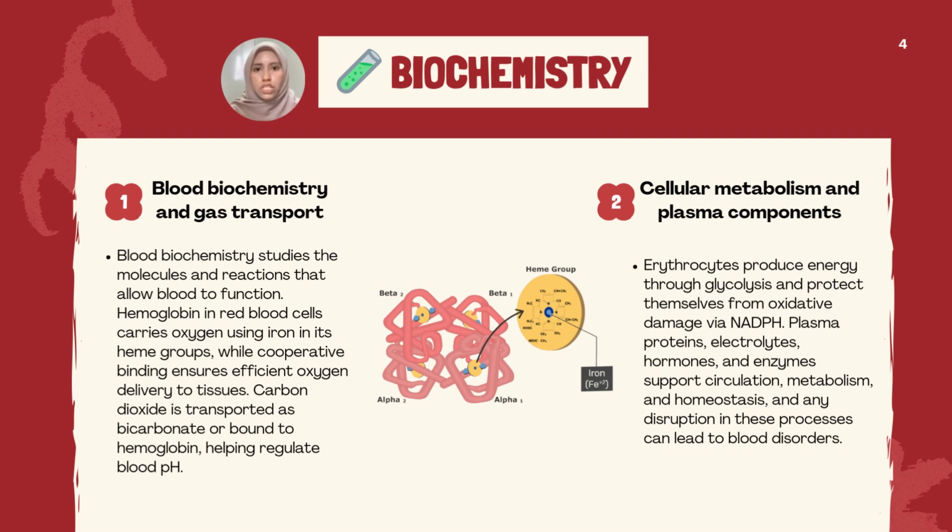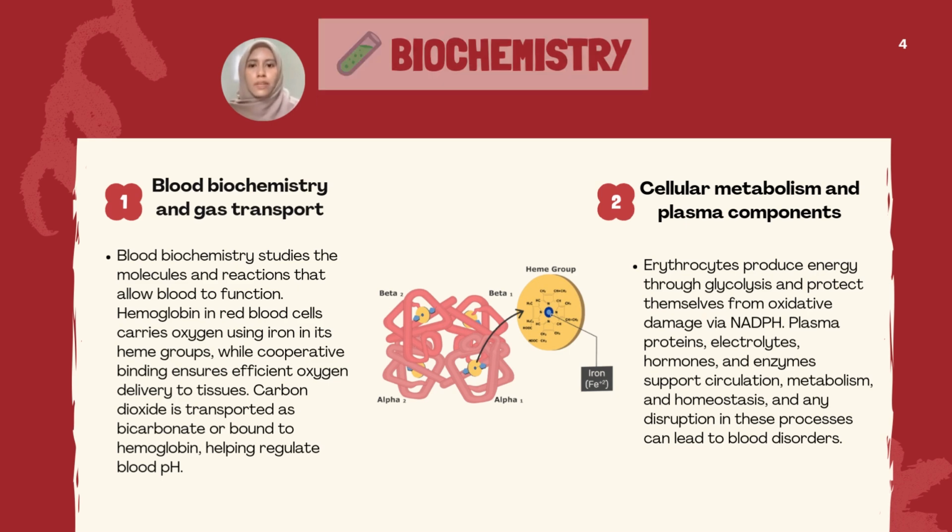Erythrocytes produce energy through glycolysis because they lack mitochondria. They also rely on the pentose phosphate pathway to produce NADPH, which protects them from oxidative damage. Plasma contains proteins, electrolytes, hormones, and enzymes that support circulation, immunity, metabolism, and homeostasis. Any disruption in these biochemical processes can lead to blood disorders such as anemia or clotting abnormalities.